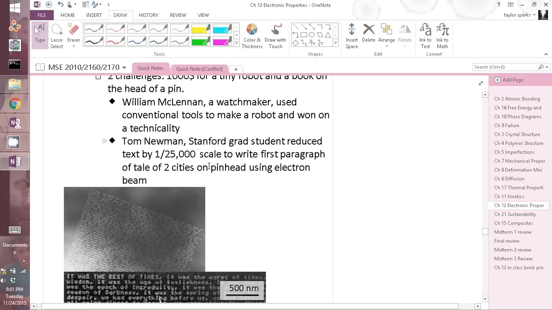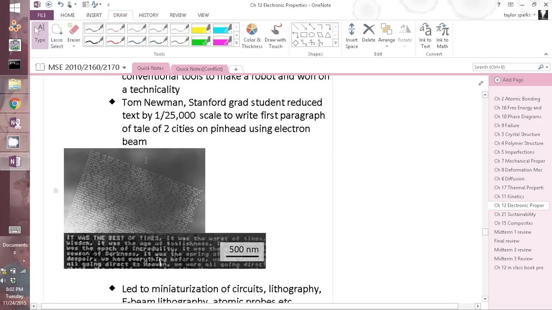You guys are undergraduates, and the graduate students' professors, their advisors, probably take all the credit. But here's an instance where the graduate student had the idea. He was led to think that, okay, we can shrink text by, instead of using pencil and pen or tiny little machines to write, what if we use something even smaller? And he actually used a beam of electrons to scale text down 1/25,000th of its original size, and he was able to write the first paragraph of the book, A Tale of Two Cities, on a pinhead using this electron beam. You can see it right here.